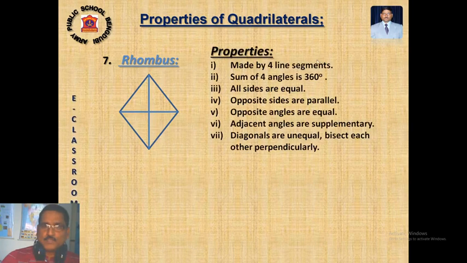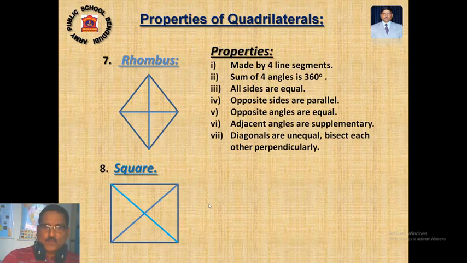Here, what are the salient features? Made by 4 line segments. Sum of 4 angles is 360 degrees. All sides are equal. Opposite sides are parallel and equal. Opposite angles are equal. Adjacent angles are supplementary. Since these two are parallel lines, so this angle. Okay, adjacent also, these are parallel lines. So this angle. Adjacent angles of parallelogram and rhombus are supplementary. Clear? Now next is square.